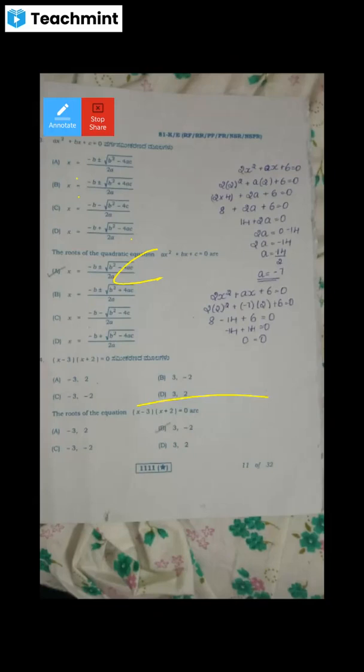13th one. The roots of the quadratic equation ax square plus bx plus c equal to 0 are. So the first option is the right answer. That is the direct formula they have asked here. x is equal to minus b plus or minus square root of b square minus 4ac divided by 2a. So next, 14th question, what they have given: the roots of the equation (x minus 3)(x plus 2) equal to 0.